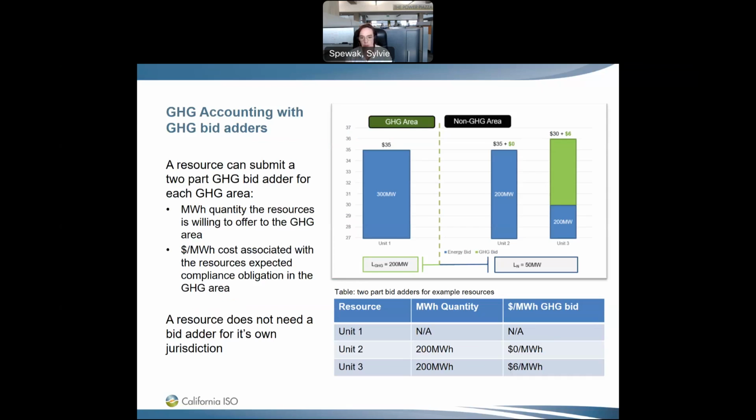So sometimes we refer to this as the marginal cost of emissions, but as I said in the previous slide, we're going to stick to the convention that we set up in Chapter 2, and I'll refer to this as the resource's GHG bid price, or its compliance costs.